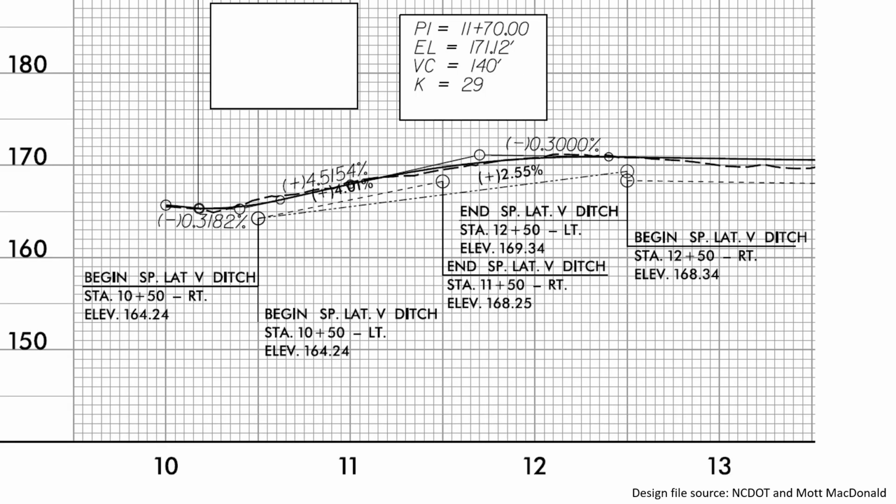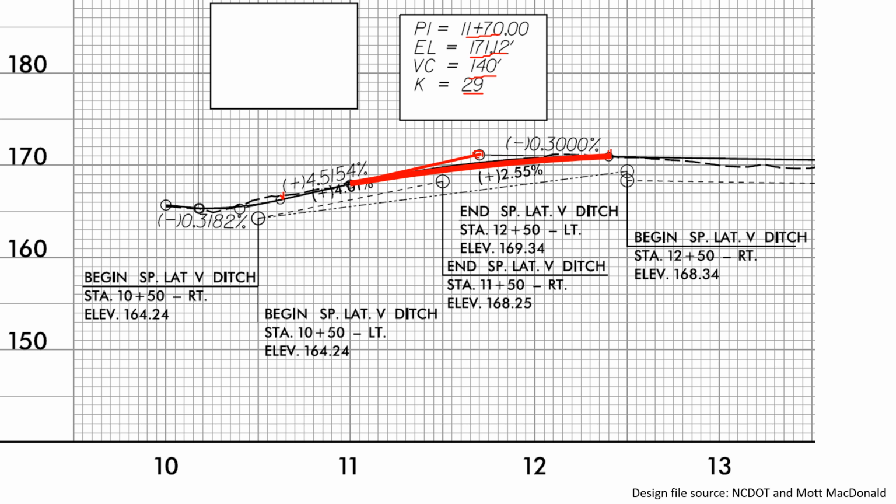So looking at this curve a little more closely, we've got our PVI at this point. It has a station of 11+70. The elevation of that PVI is 171.12 feet, and it's a vertical curve with a length of 140 feet. So going from the PVC to the PVT is 140 feet, and it has a K value of 29. The K value is the rate of vertical curvature. This corresponds to needing to go 29 feet to have a 1% change in grade. So this is the curve we're looking at.